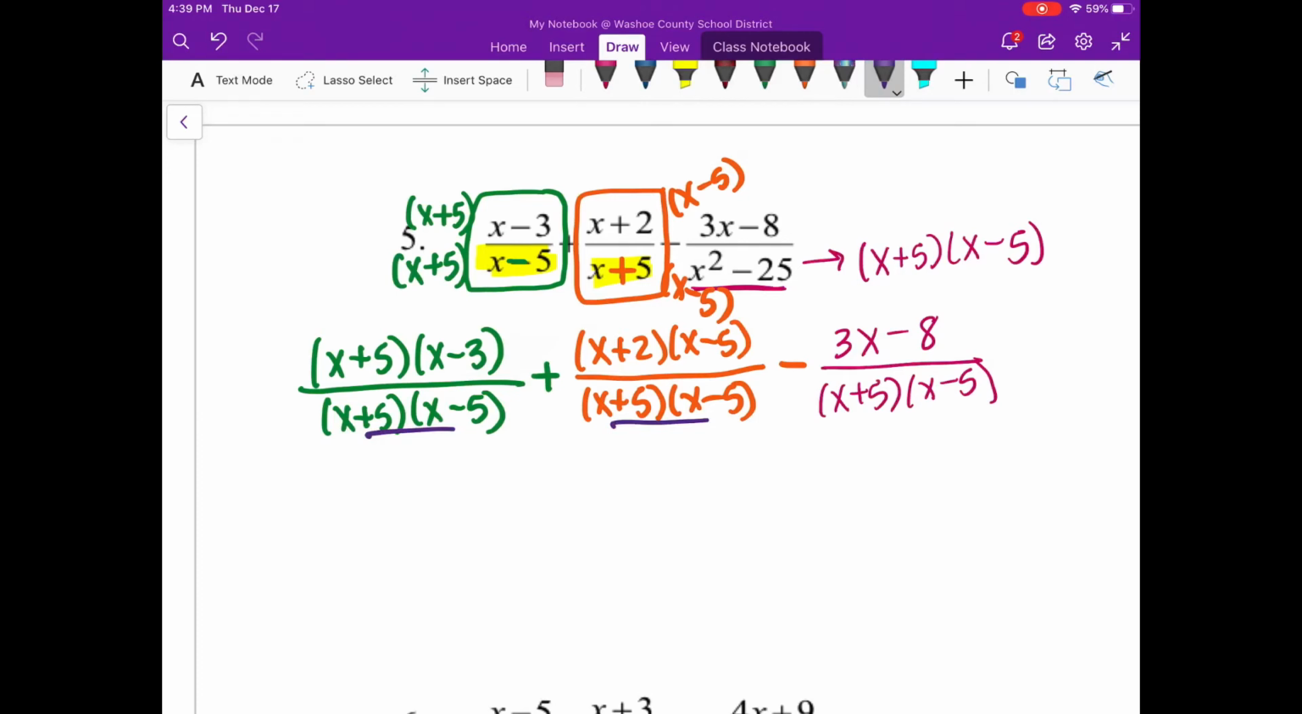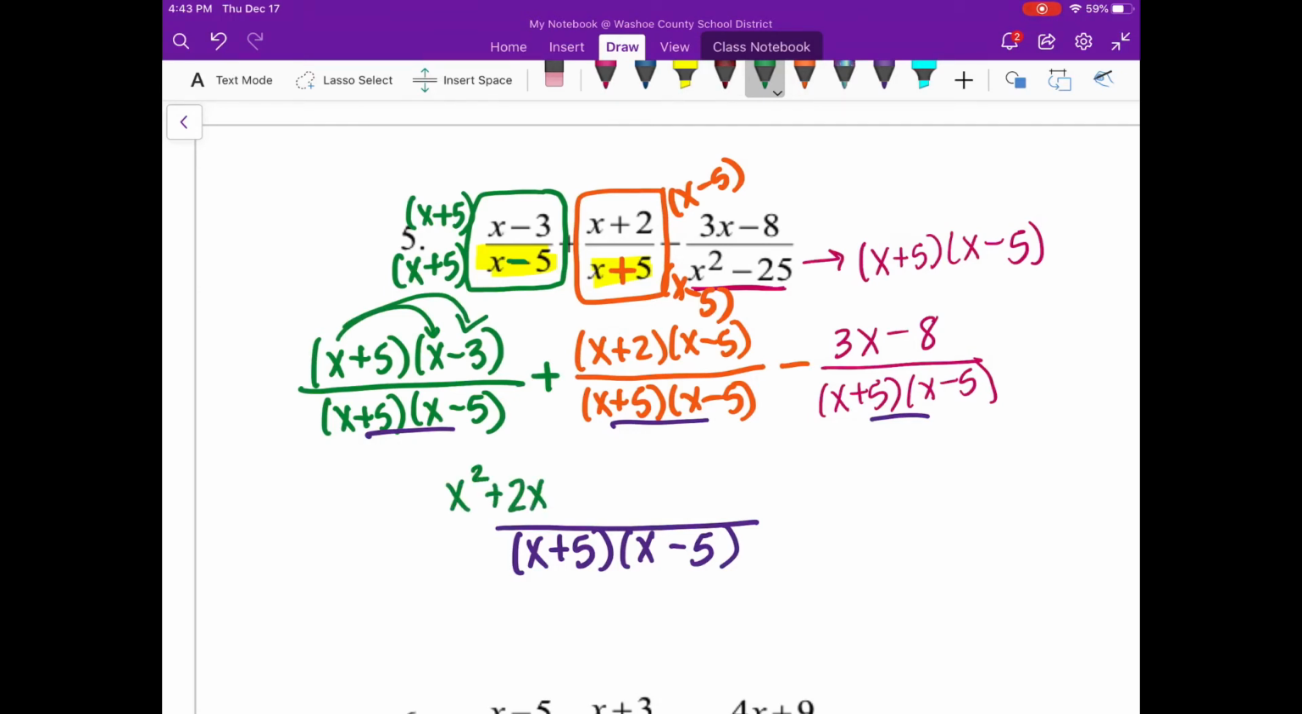Okay. So now I'm going to put these all together. Now that I have a common denominator, I know that they can all be over the same fraction, with the factors in the denominator being x plus 5, x minus 5. Now I'm going to go ahead and distribute all of my numerators. So starting with this one, I multiply it through, and I get x squared plus 2x minus 15. And then plus, so this is going to be positive. Again, multiply these out. You get x squared minus 3x minus 10.